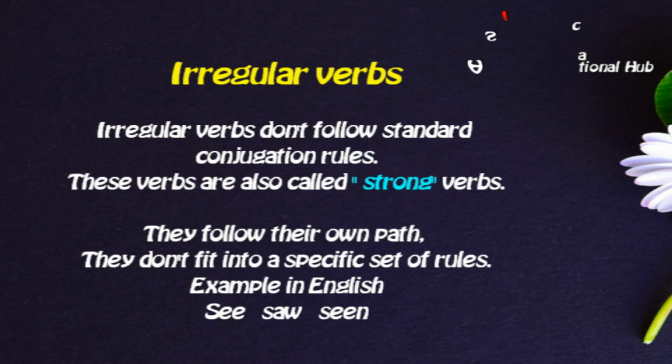In the same way, we have irregular verbs also. Irregular verbs do not follow standard conjugation rules. These verbs are also called strong verbs. They follow their own path. They do not fit into a specific set of rules. Examples in English: see, saw, seen.